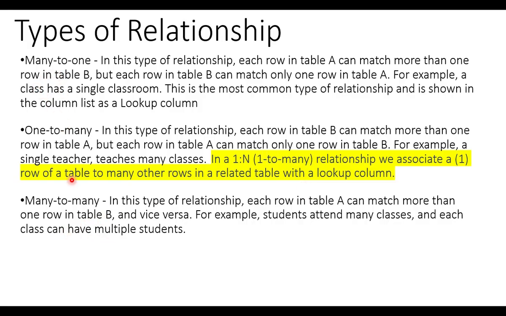Similarly, we have many to one and many to many. In many to one, each row in table A can match more than one row in table B, but each row in table B can match only one row in table A.